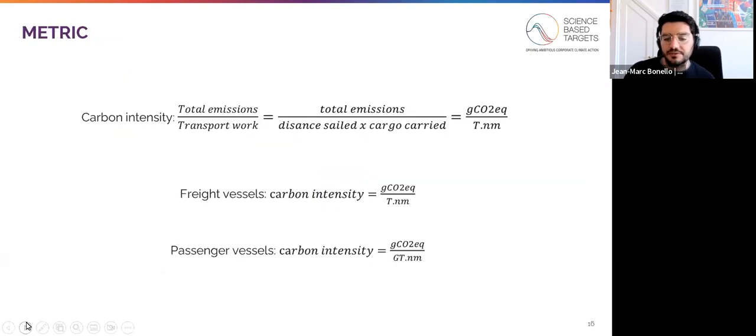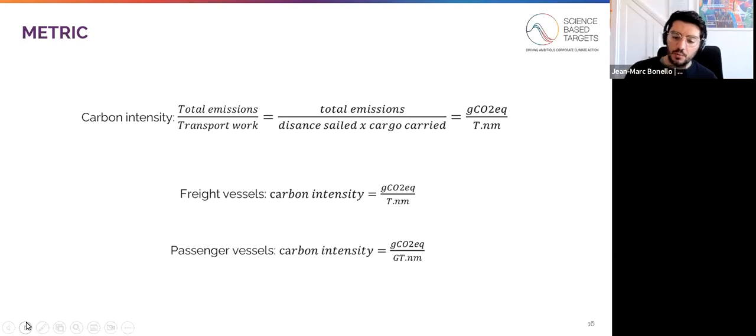So just a bit of clarity around the metric itself. We mentioned EEOI, or carbon intensity. Basically what this means is we take the total emissions of whatever cargo, whatever journey has been undertaken. It is divided by the distance sailed by the vessel, and also the cargo carried. So basically we get a metric there that is CO2 equivalent divided by ton nautical miles.